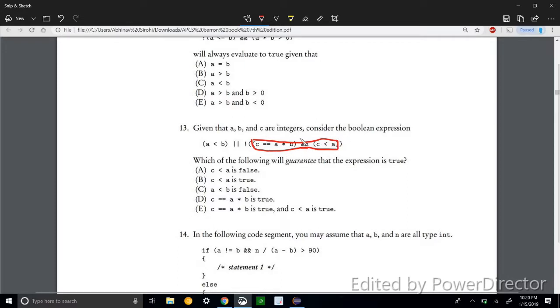And so if the inside of the parentheses is false, the not will make the entire right side of the equation true. And since we have an or here, and for an or statement, if one side of the expression is true, the whole thing is true. And C is less than A will make the entire right side true, making the entire or statement true as well. So C is less than A is false will guarantee that the expression is true.